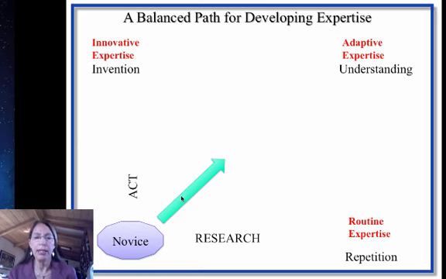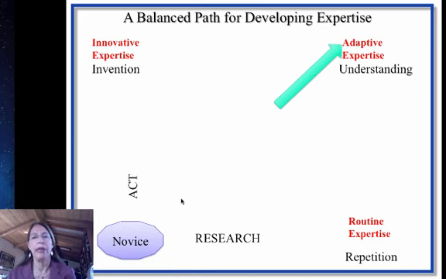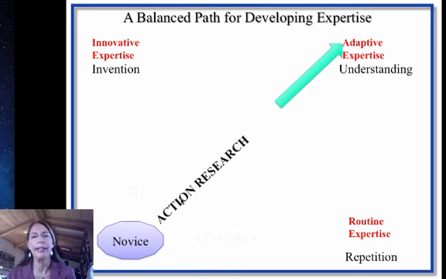So the middle line that I'm suggesting, the middle path that I hope you're taking, is that toward adaptive expertise that balances the willingness to try and experiment and change with the rigorous process of actually trying to figure out why something works or doesn't work in a setting.